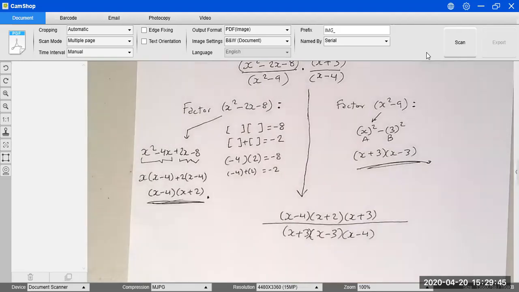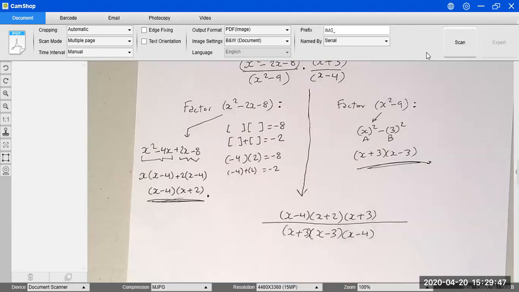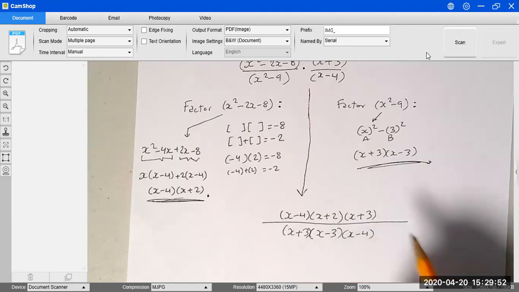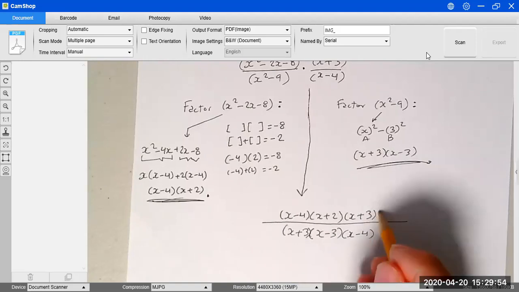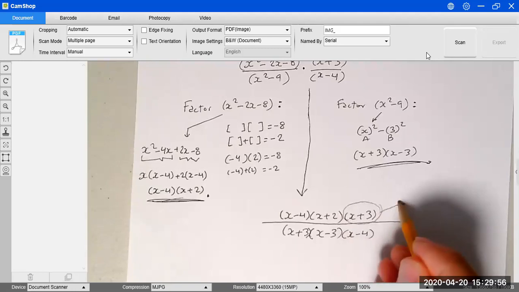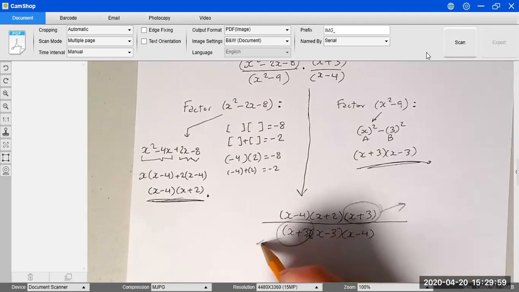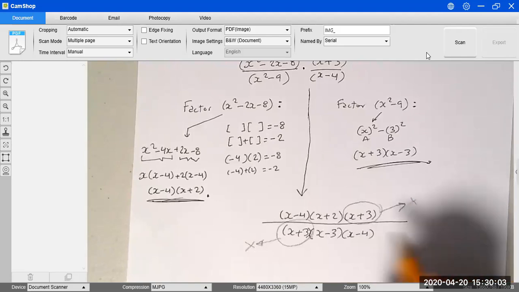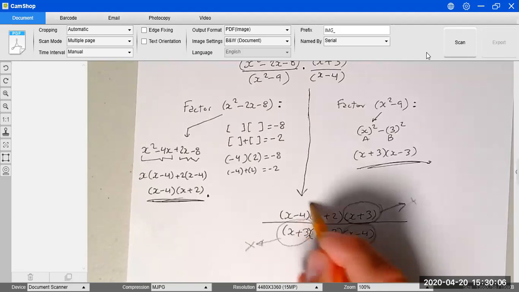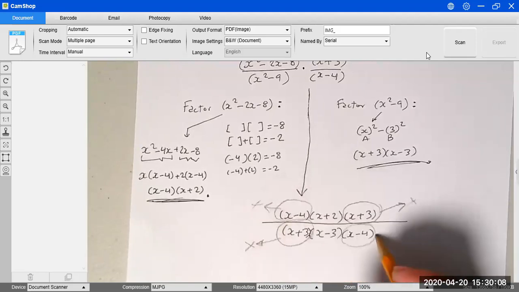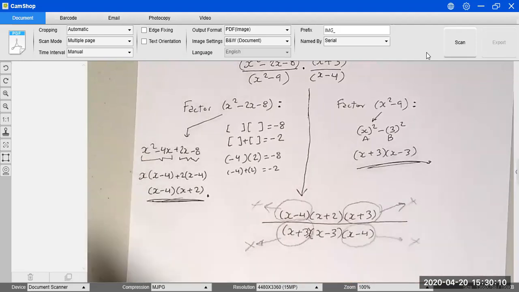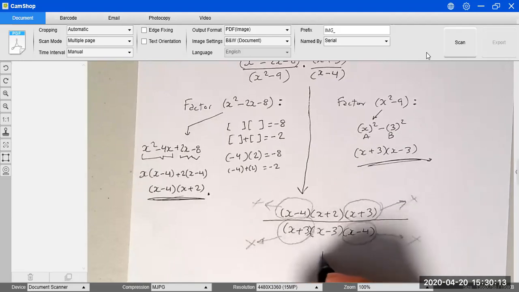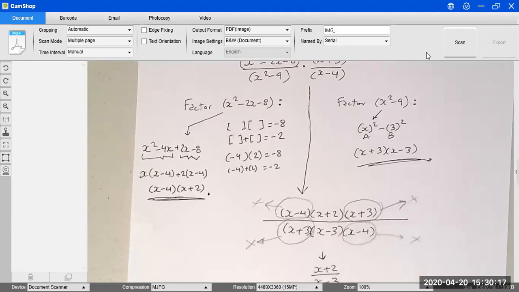We can miss parts. Then we're going to cancel common factors, one from the top, one from the bottom. So for example, this one, this goes away, and this is going away too. We remove these two. Then I have x minus 4, x minus 4, these two disappear too. So we end up only with x plus 2 over x minus 3.